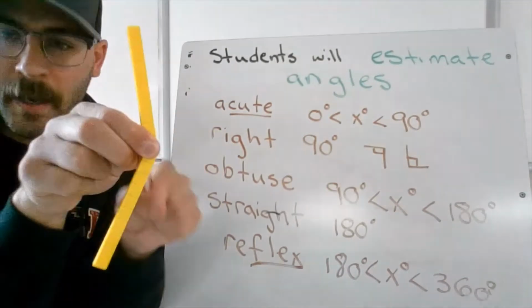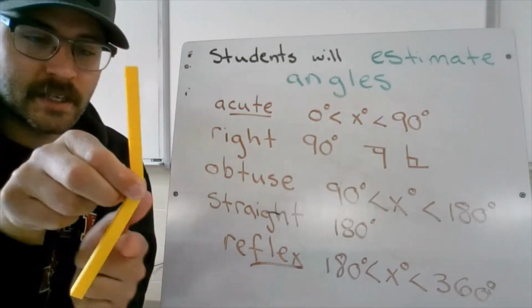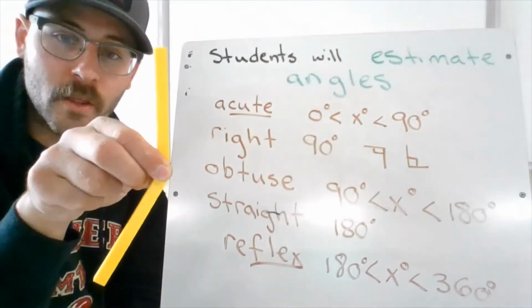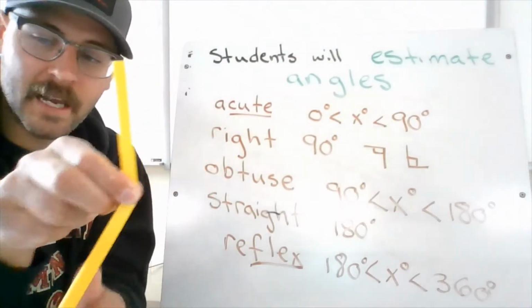On the other side, you might be noticing, hey, Mr. Shorter, there's an obtuse angle on this side. Yeah, because this side's the reflex, and then its complementary angle over here will get you back to 360 degrees, which is the full way circle. But what I'm talking about is this side of the angle.